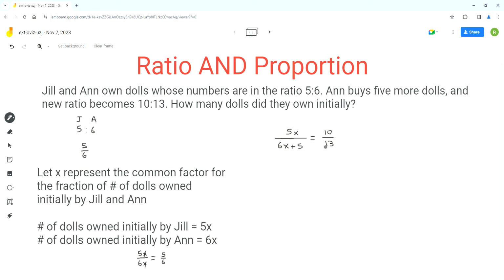So the first step is to cross multiply the denominators. So we get 13 times 5x equals 10 times 6x plus 5. So that's 65x. We have to distribute the 10 into the parentheses. So we multiply 6x by 10 and we multiply 5 by 10. So we get 60x plus 50.